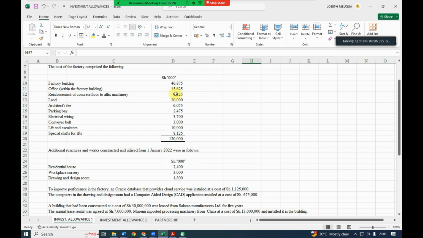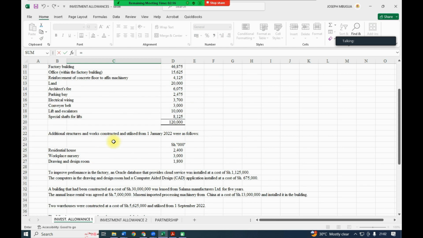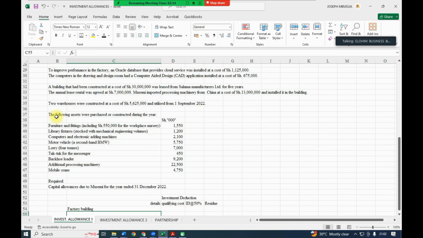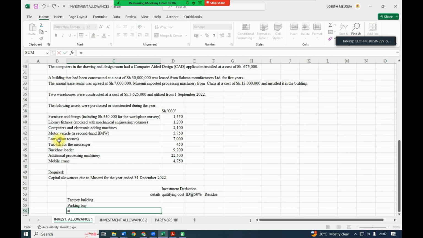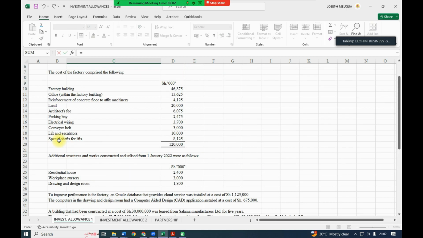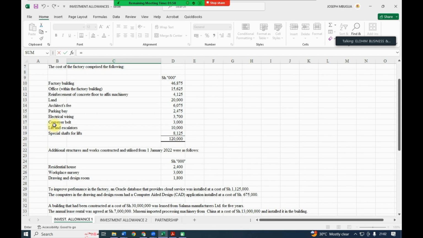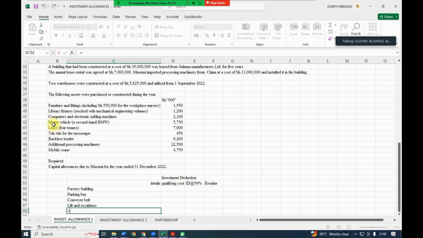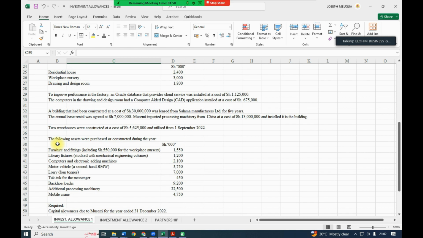We have to first reinforce where we shall put it. The factory building will remain here. Items that do qualify: the first item will be factory building. The second item that will qualify, office will not. Parking bay qualifies for ID. Parking bay, electrical, conveyor belt, all these are for ID. The lifts, and even the special shafts for lifts, that one will go hand in hand.